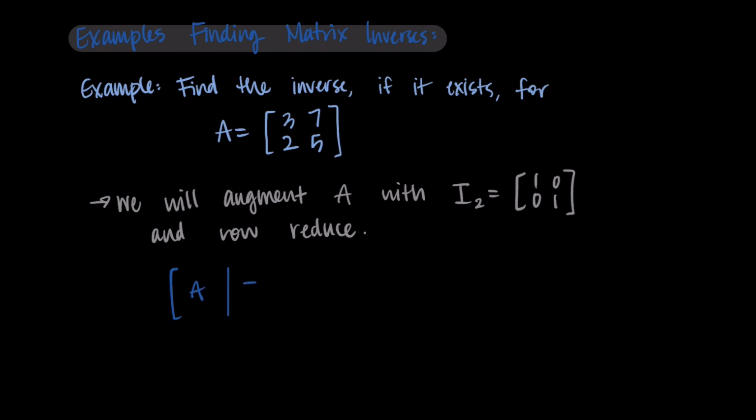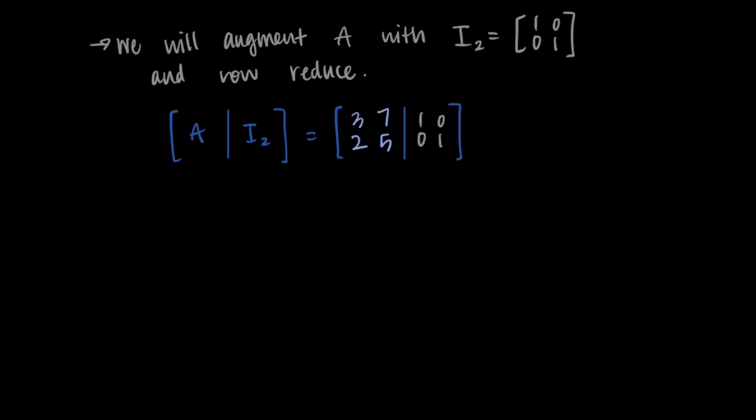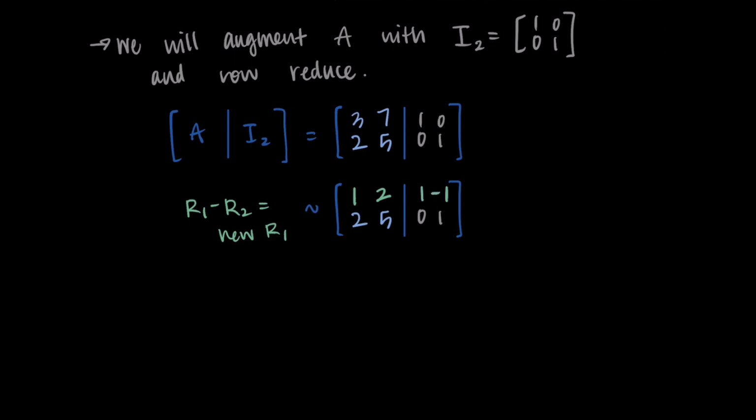So alright, we're taking A and augmenting it with the identity, so I'll write that here. And now we want to row reduce to get the A matrix to look like the identity matrix. That is, we want it in reduced row echelon form. So I'm going to start by trying to get that 3 into a 1 so that I have a pivot in that position. I'm going to take the first row and subtract the second row and make that my new first row. So I'm doing 3 minus 2 is 1, 7 minus 5 is 2, then I do 1 minus 0 is 1, and 0 minus 1 is negative 1. So my new first row is 1, 2, 1, negative 1.